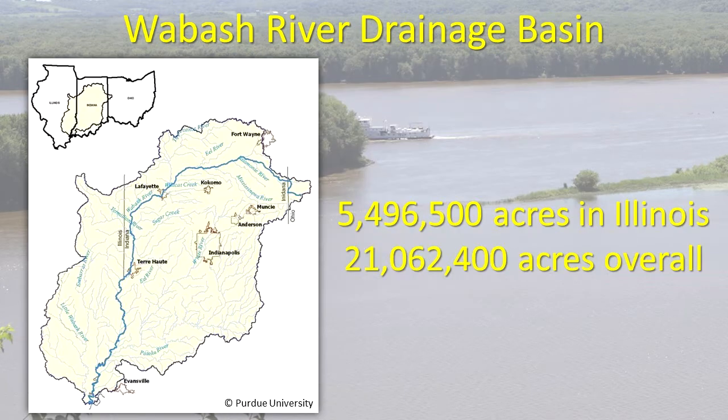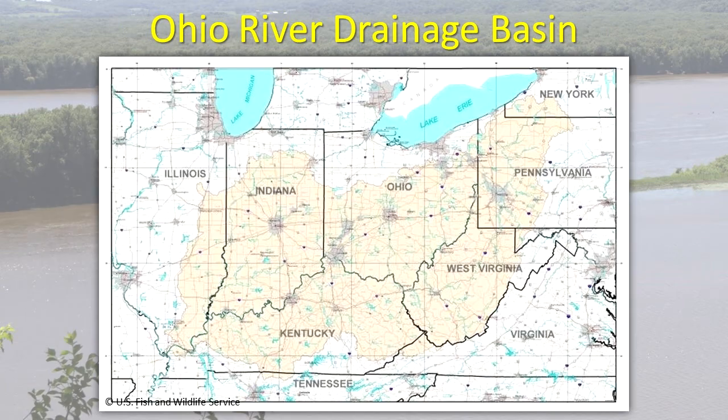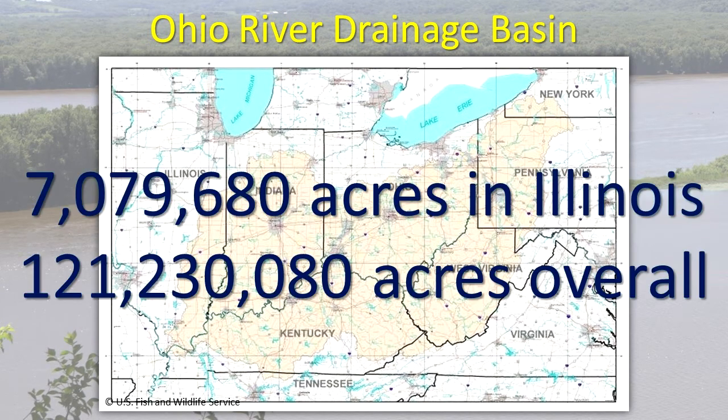The drainage basin of the Wabash River is much smaller, draining 5,496,500 acres in Illinois and 21,062,400 acres overall. The Ohio River has a drainage basin of 7,079,680 acres in Illinois and 121,230,080 acres overall.